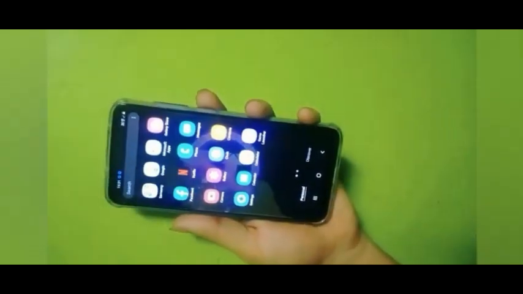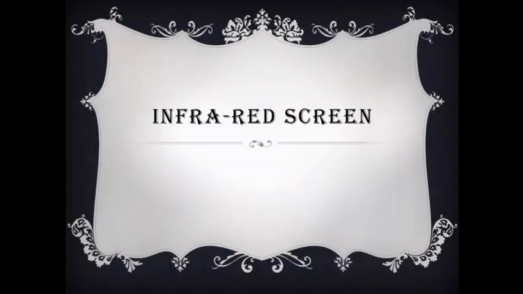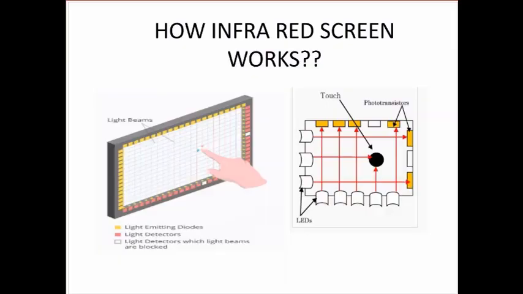And the third nomination is Infrared Screen. Have you ever wondered how your smart TV or smartwatch screen works? Here I am going to explain it. Firstly, the screens are made up of glass from both the sides. As shown in the first picture, LEDs are placed at one of the horizontal and one of the vertical sides of the screen, and photosensors are placed exactly opposite to them.